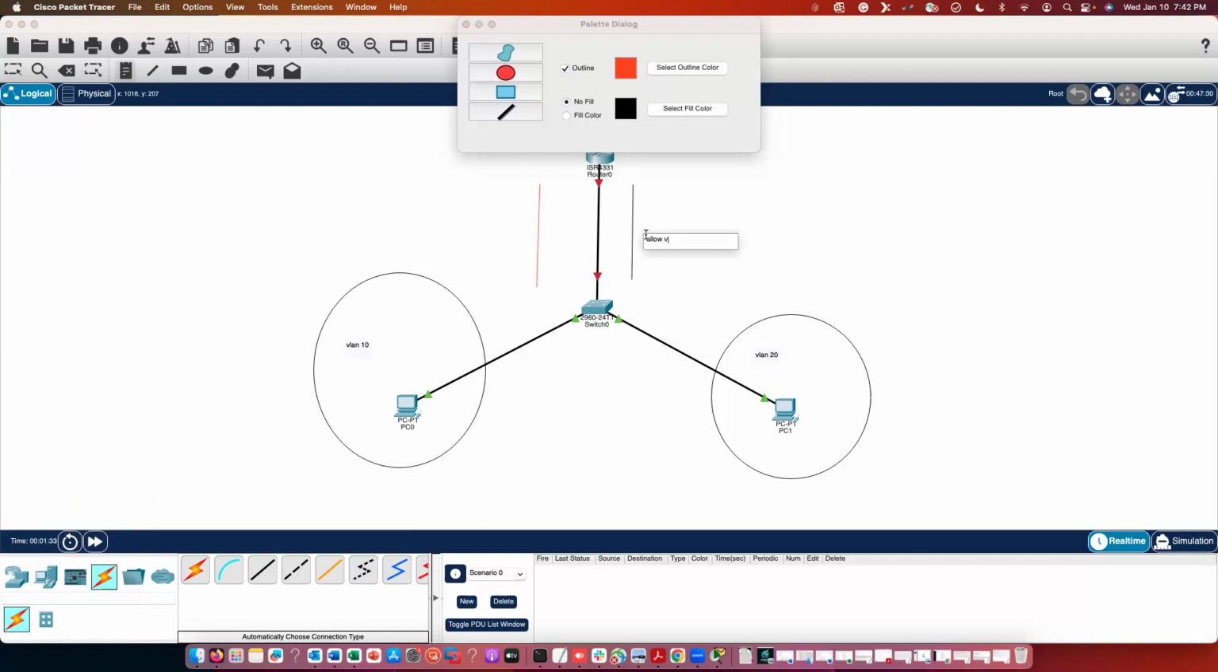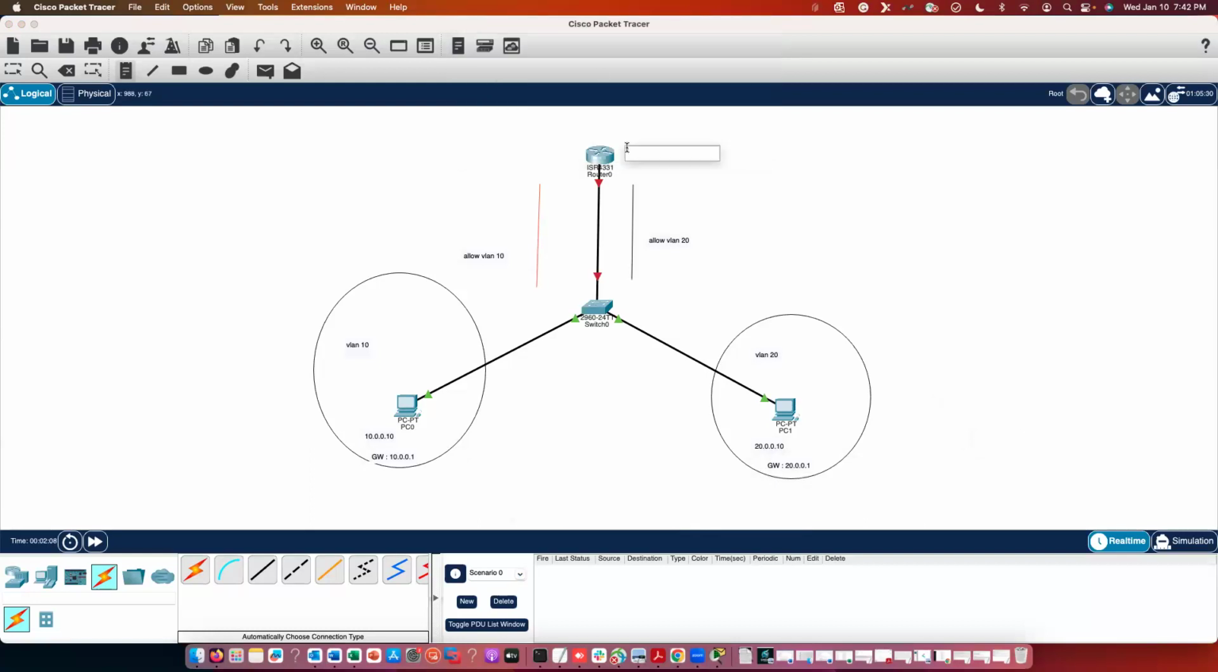Hello, VLAN 20. Hello, VLAN 10. So I'm going to take this IP as 10.0.0.10. I'm going to take this IP as 20.0.0.10 for VLAN 20. I'm defining the gateway as 10.0.0.1, and I'm going to define the gateway as 20.0.0.1. Okay, so now I'm going to define the gateways here.